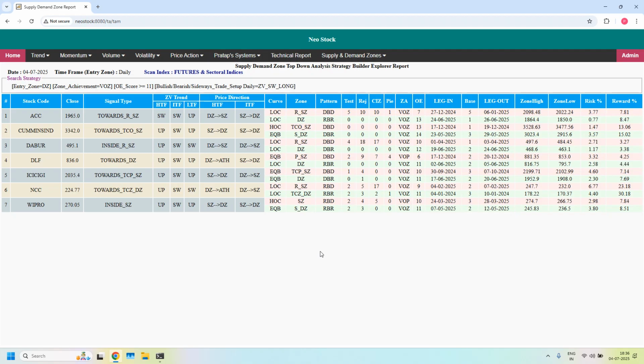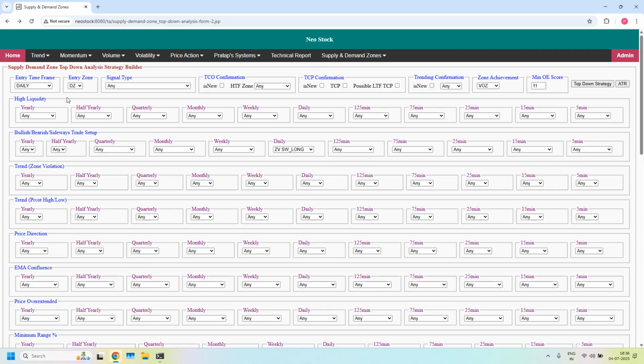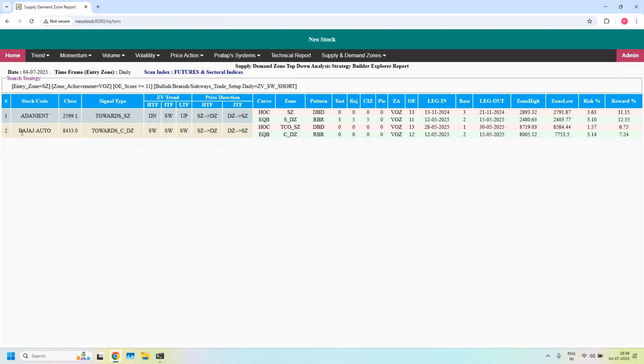Next, we will generate a sideways short trade setup for daily income trade. The changes are daily supply zone and one more change on daily time frame, sideways short. With these filters, we got 2 stocks. And entry time frame zones are daily supply zones for short trade setup.